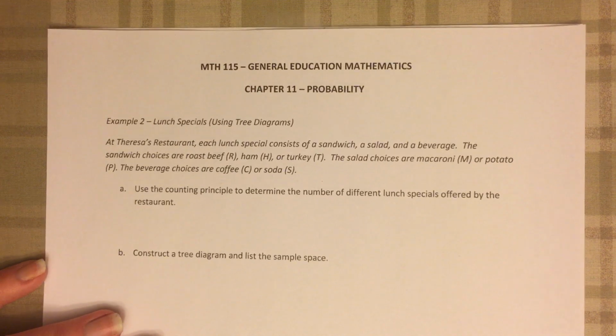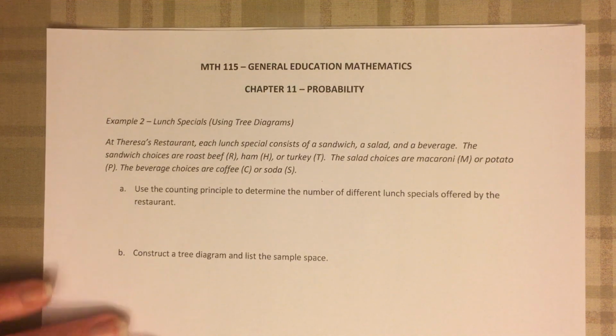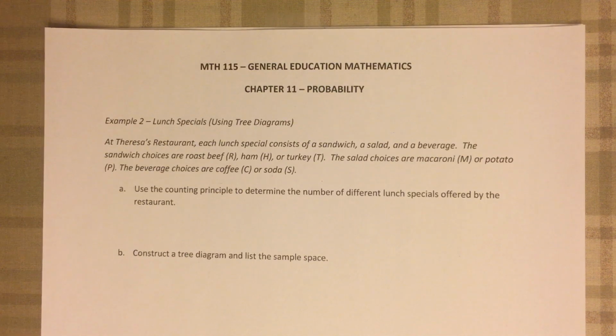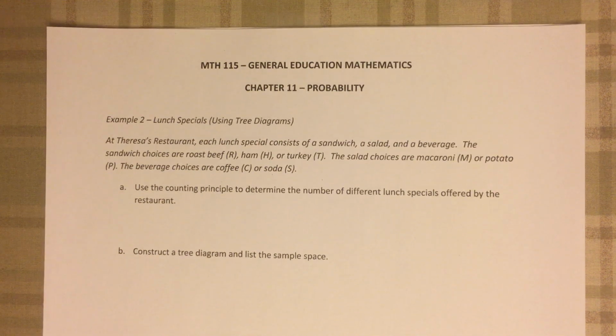Right, we're going to use similar ideas as we go through the next couple of examples. We're going to start by figuring out how many different things we have in our sample space, right, how many sample points we have. Once we do that, we're going to draw out a tree diagram, and once we have our tree diagram, we're going to use that to find a couple of different probabilities.